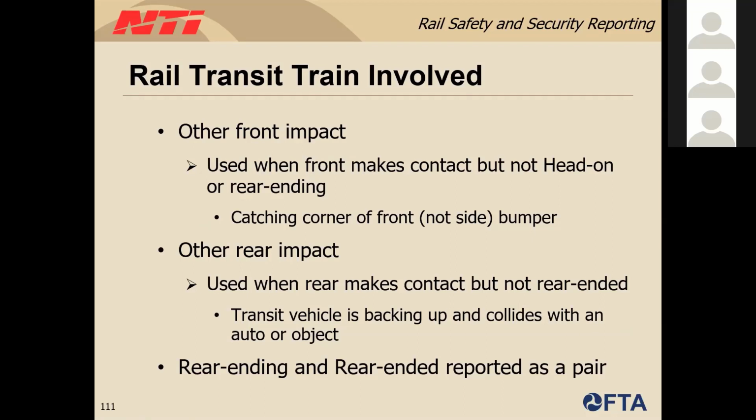Likewise, other rear impact is used when the transit vehicle is impacted on the rear, but not when it would be considered rear-ended. An example would be if the transit vehicle was backing up and hit a utility pole. Please remember, rear-ended and rear-ending are always reported as a pair.